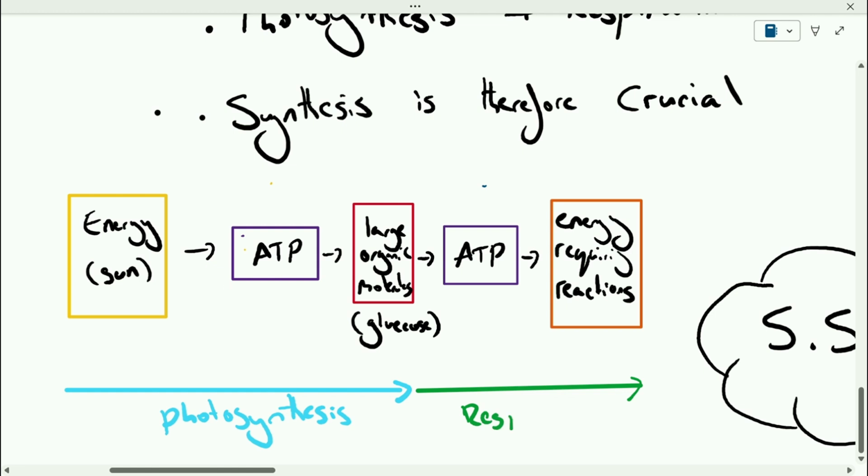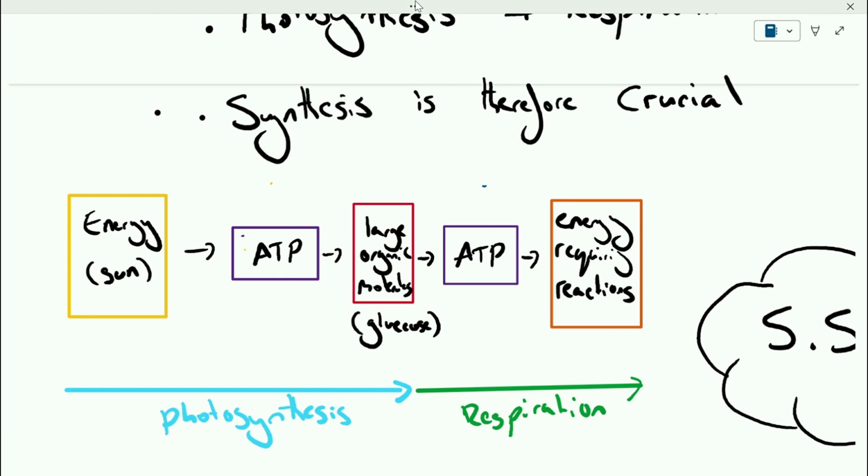Whereas in respiration, organic molecules such as glucose are broken down, and the energy released is used to synthesize ATP. This ATP is then used to supply the energy needed to break bonds in the metabolic reactions of the cell.